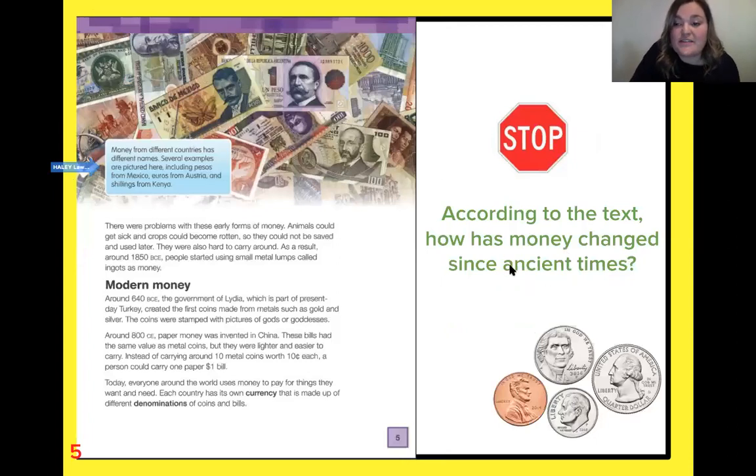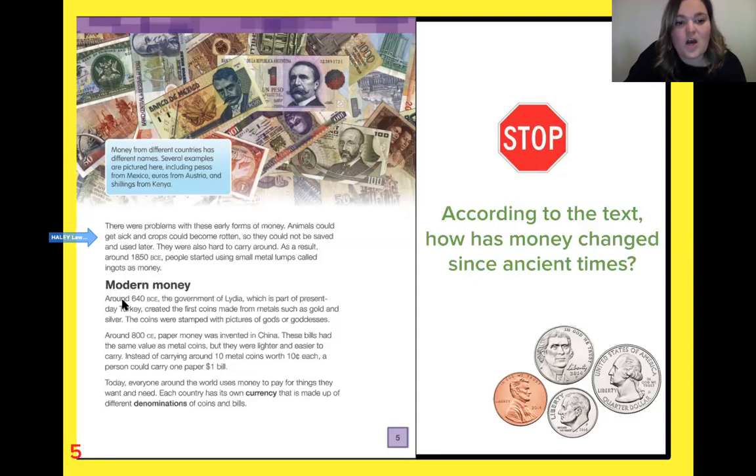So we're still focusing on that same question, how has money changed? There were problems with these early forms of money. Animals could get sick and crops could become rotten, so they could not be saved and used later. They were also hard to carry around. As a result, around 1850 BCE, people started using small metal lumps called ingots as money.